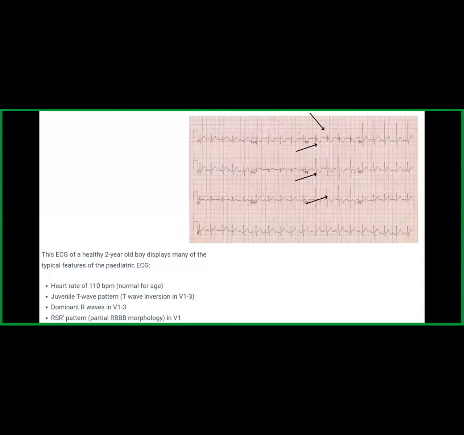When we say dominant R wave in V1 to V3, that means out of the two waveforms, S and R, R has a higher voltage. So the length above the isoelectric line is more than the negative deflection, the S wave. Like I mentioned, the RSR dash pattern is visible only in V1. Thus, it is a partial RBBB morphology, and it is not carried ahead in other lead waveforms, V2 or V3.